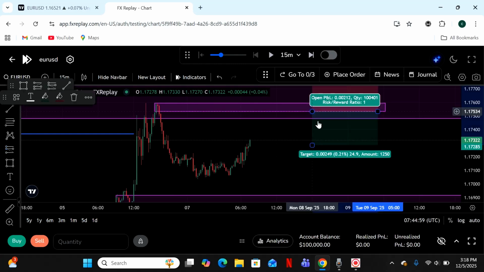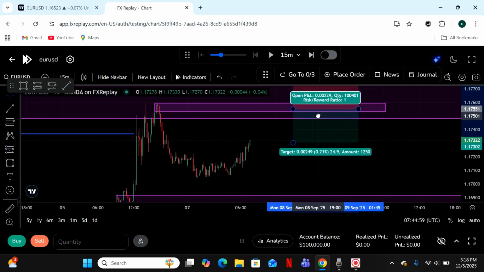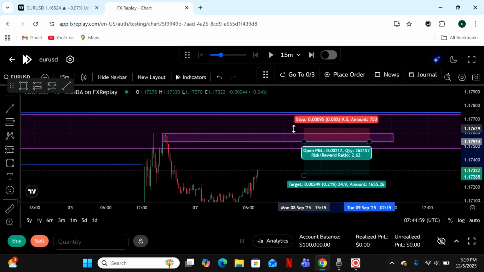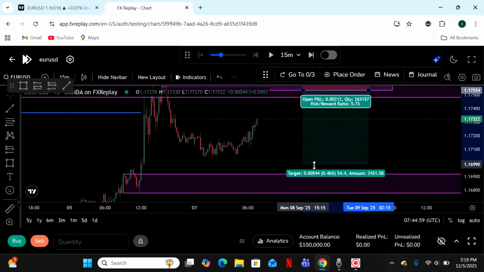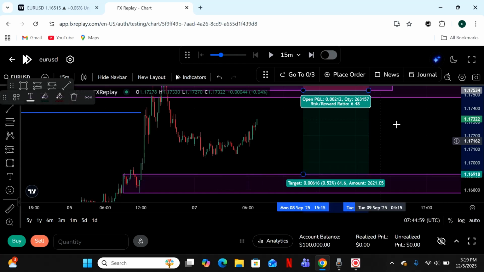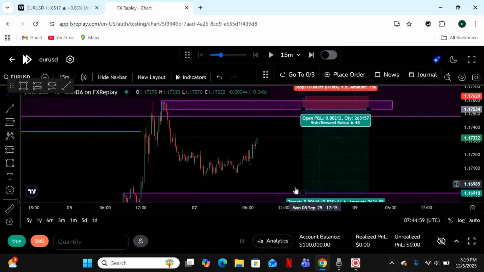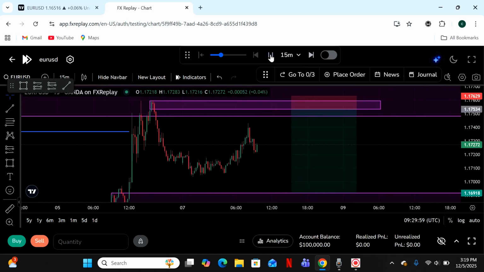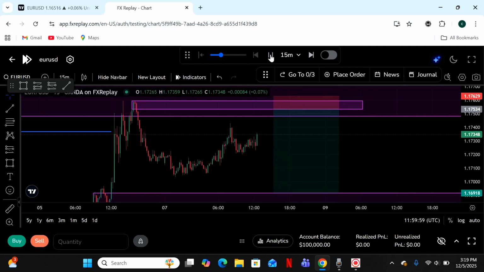So I'll place my entry here, and then my stop loss just above this, and then my take profits. So now I have a 1:6 instead of a 1:2, right? So we wait to see if the trade is going to come our way. If it doesn't come our way, fine. If it comes our way, we are good, right?